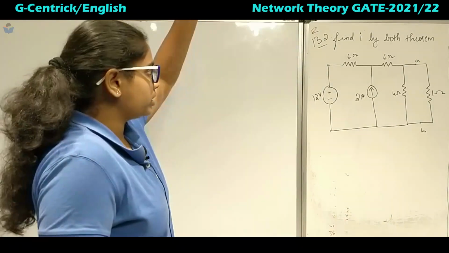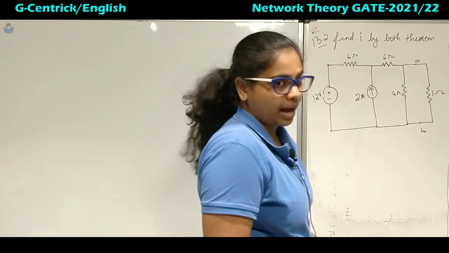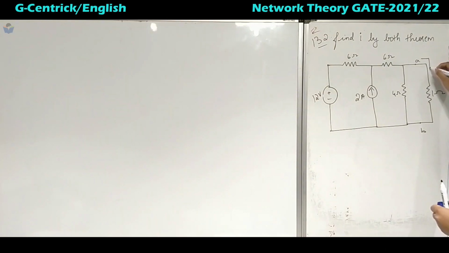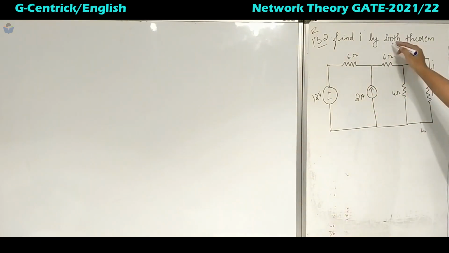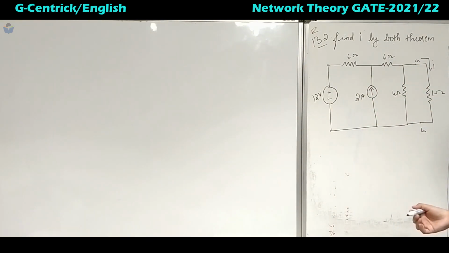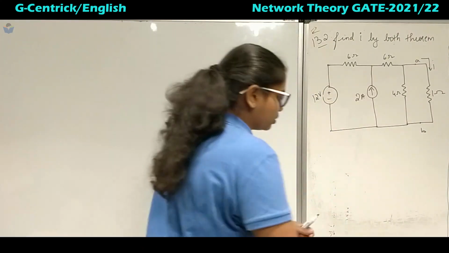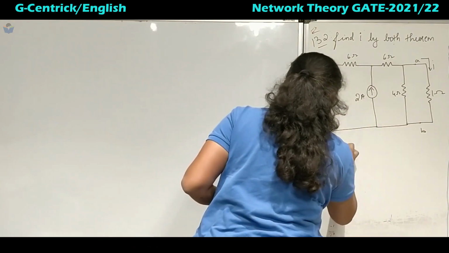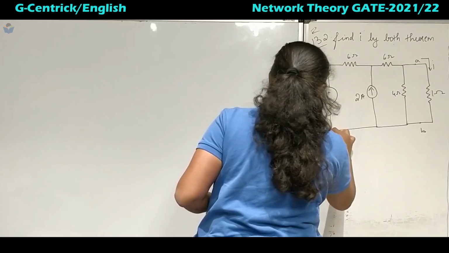Coming to the 132nd problem, we have to find the current I through this 1 ohm resistor, using both theorems, Thevenin and Norton. The first step is that we will go stepwise, one by one. Step 1 will be for Thevenin. For Thevenin, we are going to find the first step.